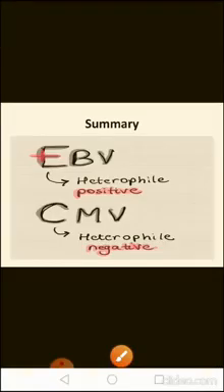Summary. Epstein-Barr virus produces infectious mononucleosis and also produces heterophilic antibodies. Cytomegalovirus in immunocompetent adults produce heterophilic negative mononucleosis. So the picture is just like infectious mononucleosis, but there are no heterophilic antibodies.